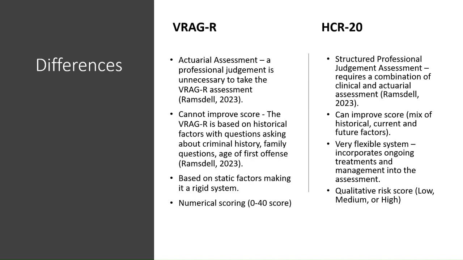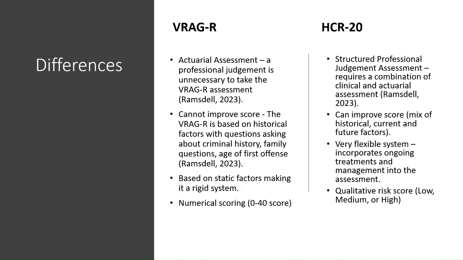Another difference is that the VRAG-R, as previously mentioned, cannot improve on its score. The VRAG-R is based on historical factors with questions asking about criminal history, family questions, age of first offense. Therefore, these things cannot be changed, while the HCR-20 can change its score due to the fact that it is a mix of historical, current, and future factors. Another difference is that the VRAG-R is based on static factors, making it a very rigid system, while the HCR-20 is flexible, incorporating ongoing treatments and management into the assessment score.